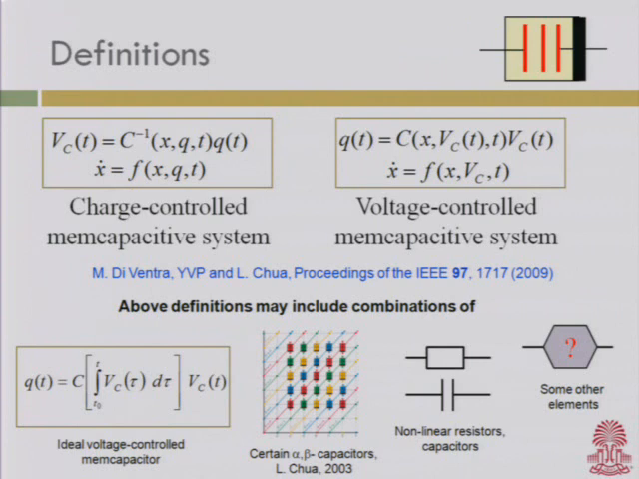One of them is perfect voltage-controlled Mem-capacitors, where capacitance is just a function of the integral of voltage applied to this capacitor in time. Other possible elements covered by this definition are the so-called alpha and beta capacitors that were defined by Leon Chua in his 2003 papers. We also found that systems with nonlinear resistors and capacitors can also fall into this definition. And possibly there are some other elements which can be described by this type of equations.